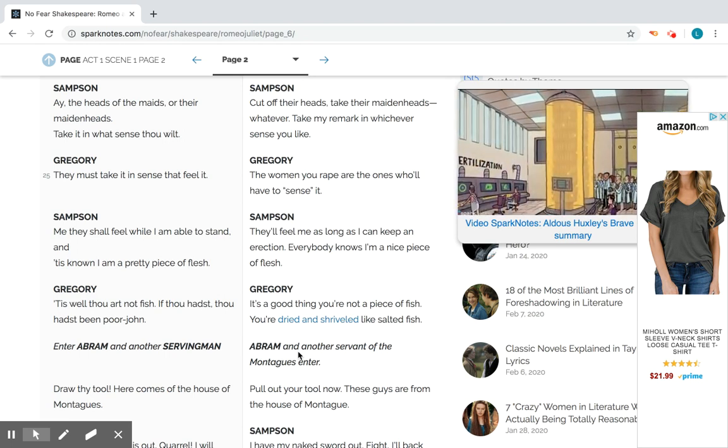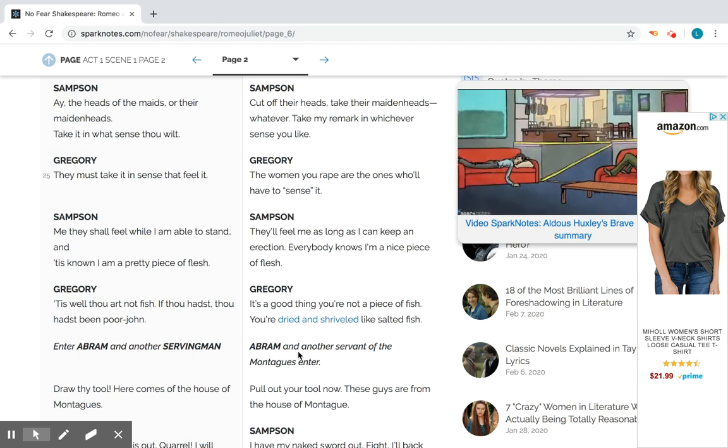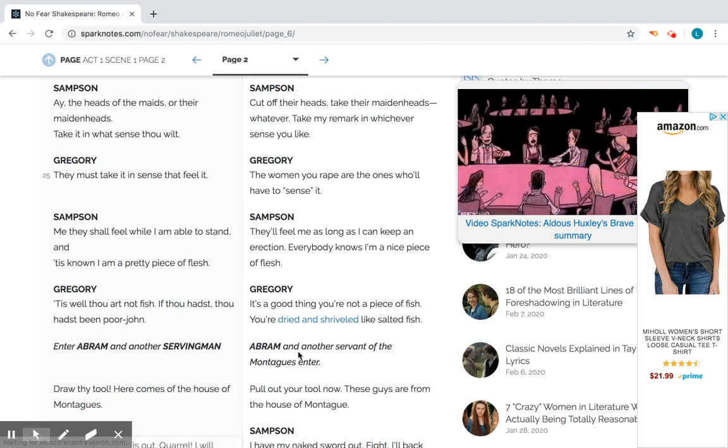And here we have two other servant men, Abram and Balthazar, and these are servants that work for the Montagues.